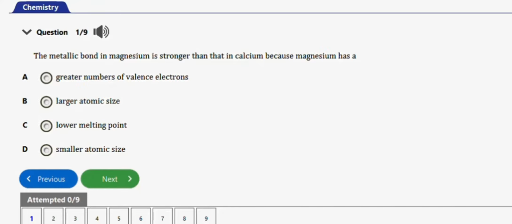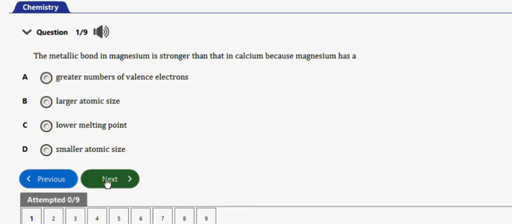The first question says the metallic bond in magnesium is stronger than that in calcium because magnesium has: greater numbers of valence electrons, larger atomic size, lower melting point, smaller atomic size. So guys, the right answer to this question is that magnesium has smaller atomic size. So the right answer is option D. That's it for this question.